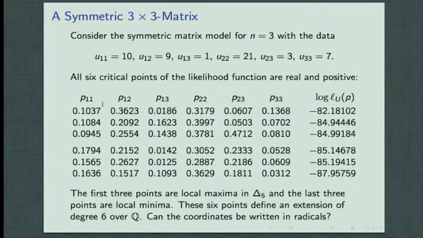Now these are the likelihood values. It's been a long day. The logarithm of a number between 0 and 1 is a negative number, and to maximize a negative number, you have to minimize the absolute value. That's why this is the winner. The largest likelihood is minus 82. In this example, the first 3 points are local maxima, and the last 3 points are local minima. There are no saddle points. 3 local maxima, 3 local minima.